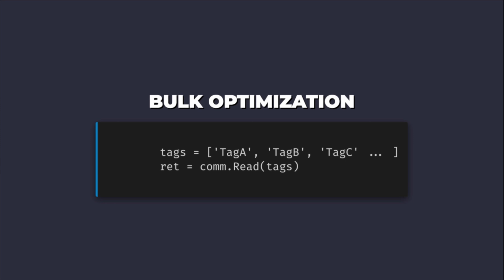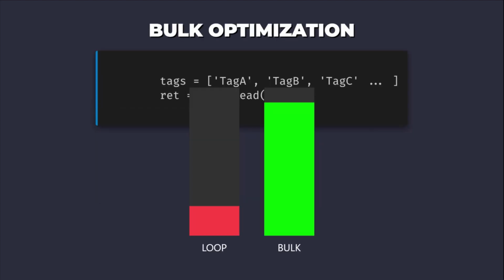Minimize network round trips by grouping tag reads. Pass a list of tag names to the read method for bulk retrieval. Tag list equals tag A, tag B, tag C. The response object will be a list of individual response objects, one for each requested tag, maintaining the order of the input list. This method significantly reduces latency compared to iterating through the list and executing separate read calls.